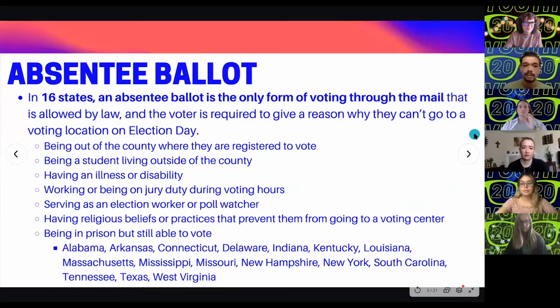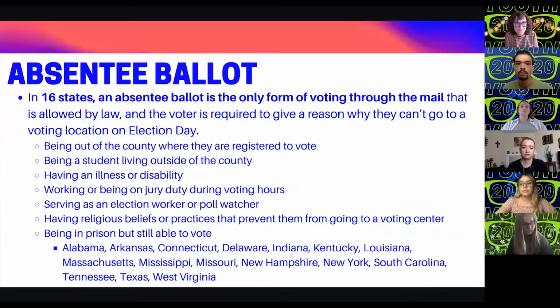In 16 states, an absentee ballot is the only form of voting through the mail that is allowed by law, and the voter is required to give a reason why they can't go to a voting location. These reasons include being out of the county where they're registered to vote, being a student living outside of the county, having an illness or disability, working or being on jury duty during voting hours, serving as an election worker or poll watcher, having religious beliefs or practices that prevent them from going to a voting center, and being in prison but still able to vote.